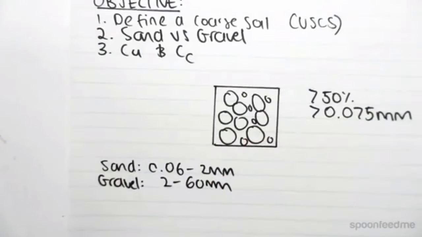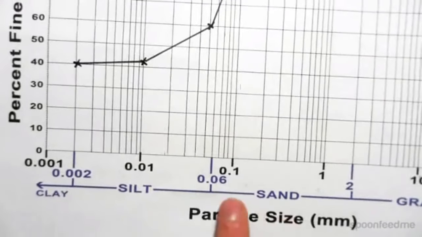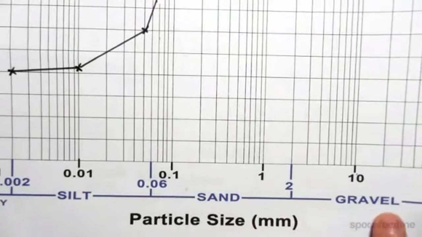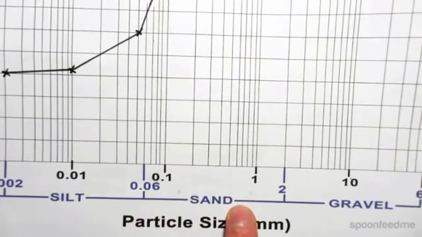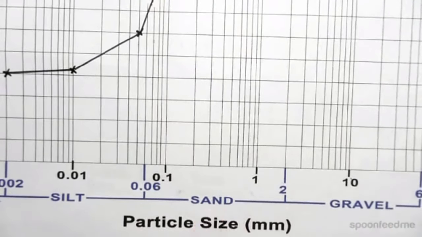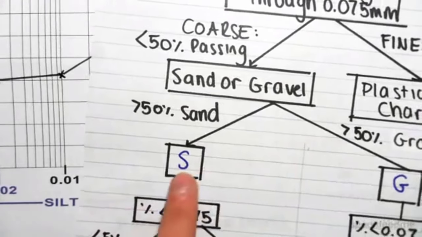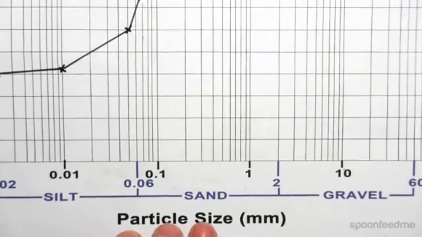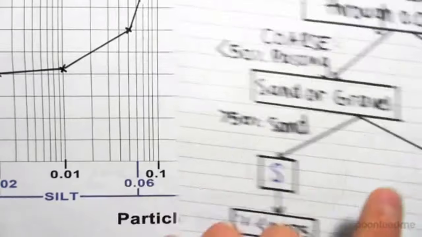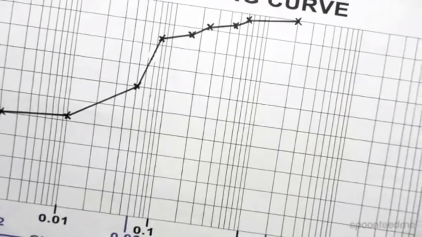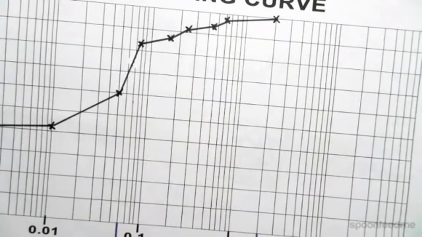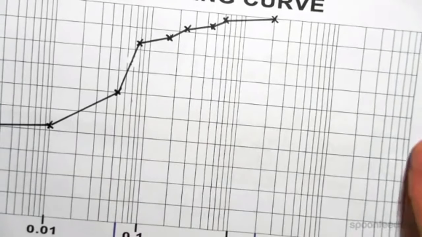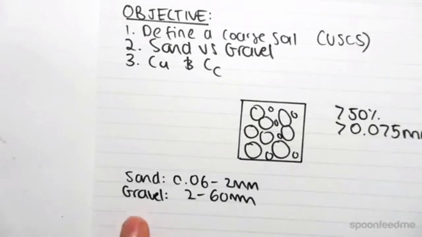And you can see now why I have superimposed that on our grading curve, because it's going to show us graphically which branch to go down. So down the sand or gravel. So I've got sand and gravel. So when we come and graph our grading curve, we're going to be able to see graphically which one to go down. So that's for the sand and the gravel.